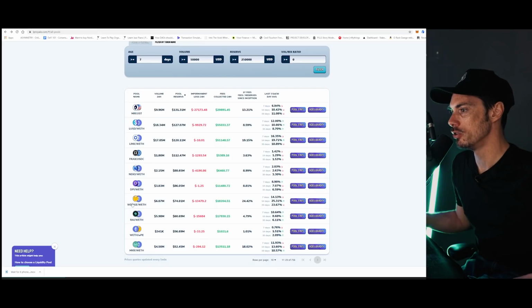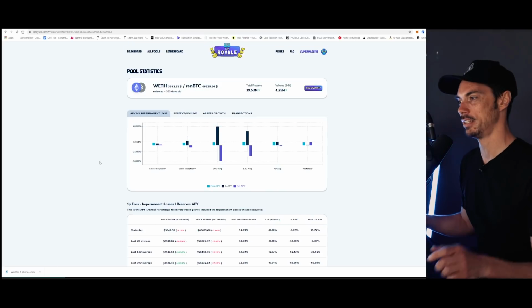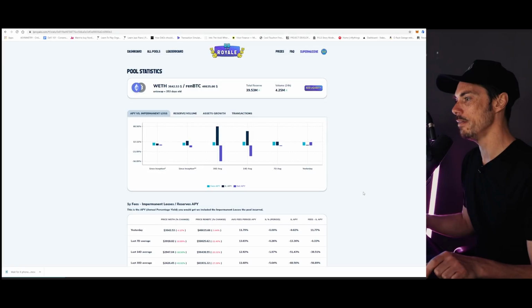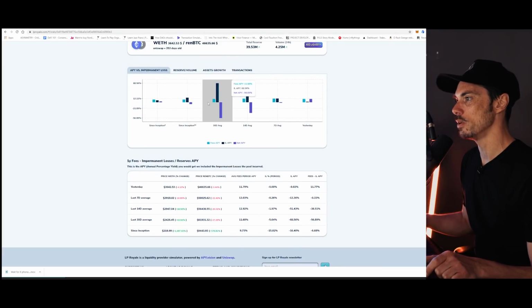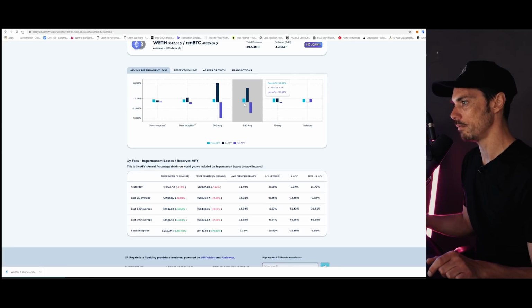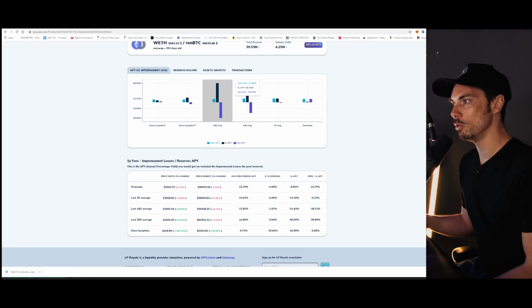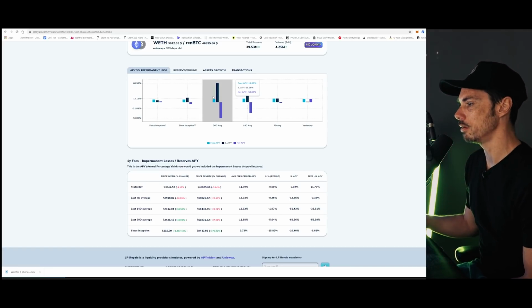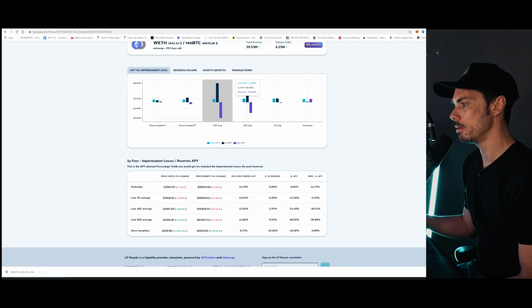Yeah, this Doge, wrapped ETH pool is looking pretty tasty, isn't it? 24.42% over the course of a year. So we're looking at the WETH REN BTC pool here. And what you're looking for here is these big divergences in the net APY. So you can see that there was a big divergence here over the 30-day average and the 14-day average. So that means that you would have been receiving a lot of impermanent loss over that period.